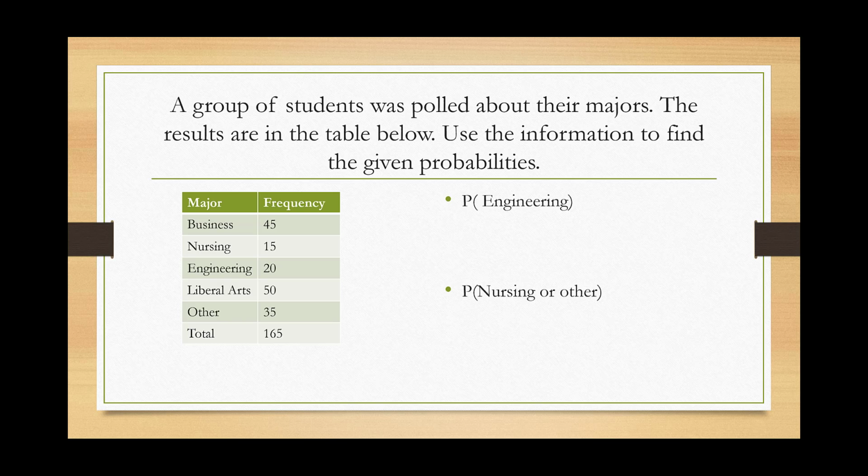Sticking with this table, now let's find the probability the student is engineering. There are 20 engineering out of the 165. That gives me 0.12 repeating, so that's 0.12. And then I said nursing or other. So nursing or other says we're going to add that together. So I have 15 plus 35 over 165. That's 50 over 165, which is 0.30.